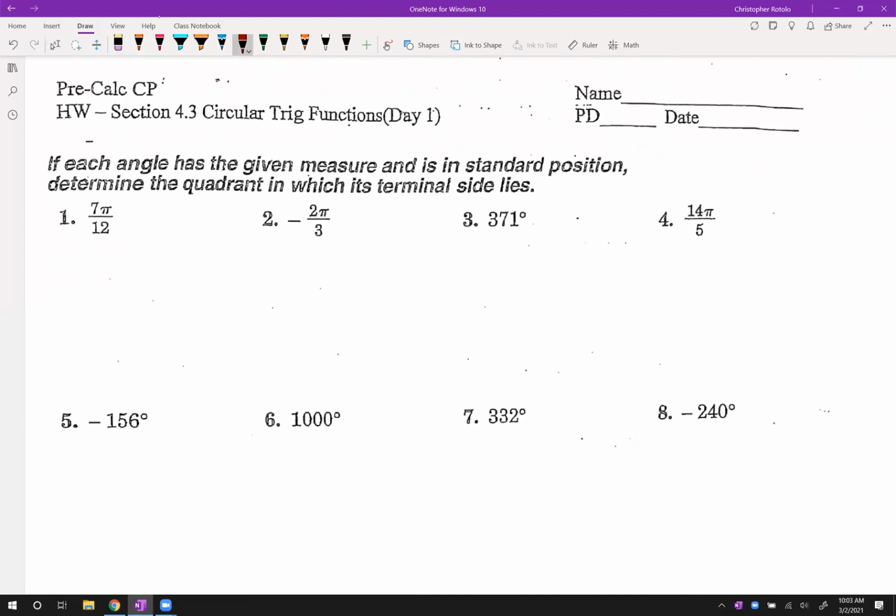All right, so 7 pi over 12. So first things first, that's 105 degrees. Okay, so how did I get that? I did 7 divided by 12, and I took it times 180. Now where is that going to be located? Well, that's in quadrant 2, somewhere in here, right? Because this was 90 degrees. So we're in quadrant 2. Is that all it says? Given the quadrant is the terminal side. Okay, so that's all we need for that one.